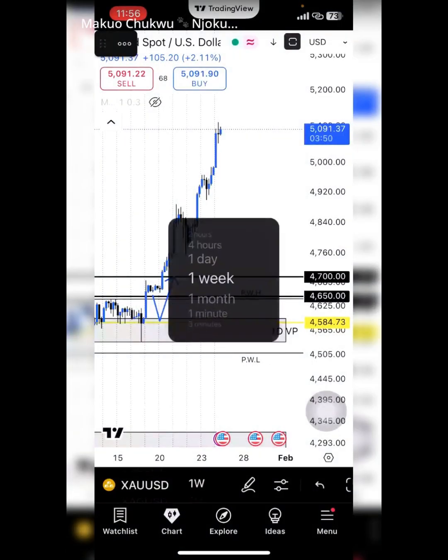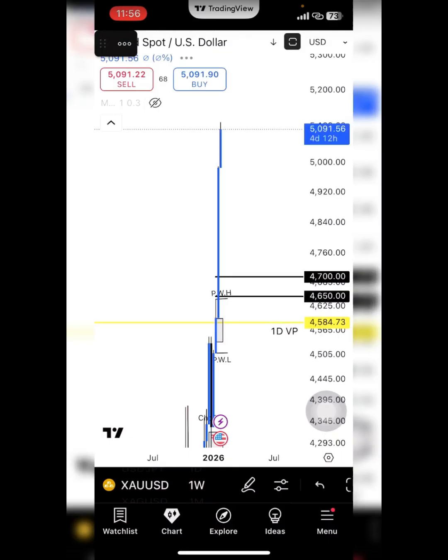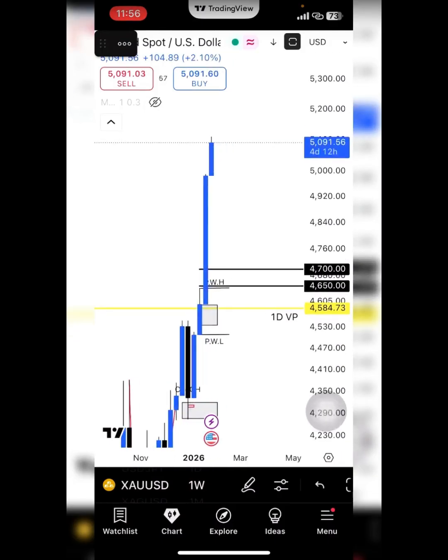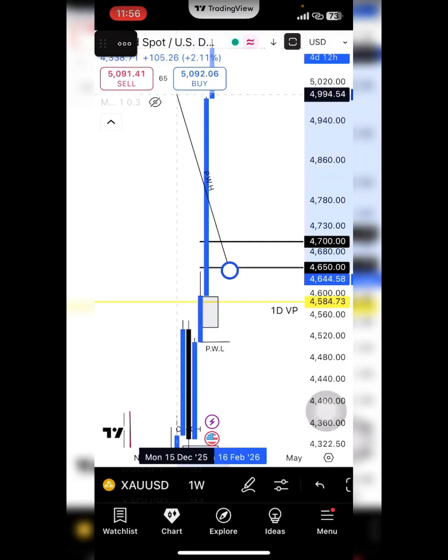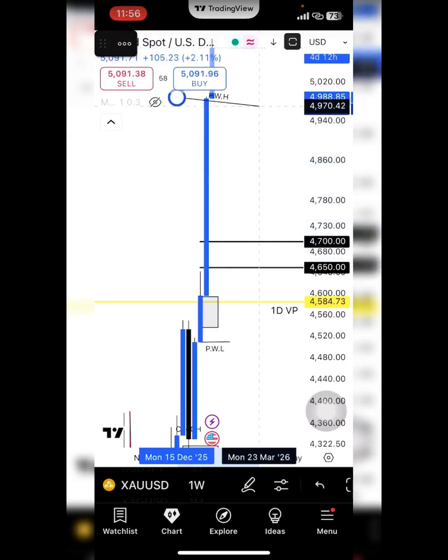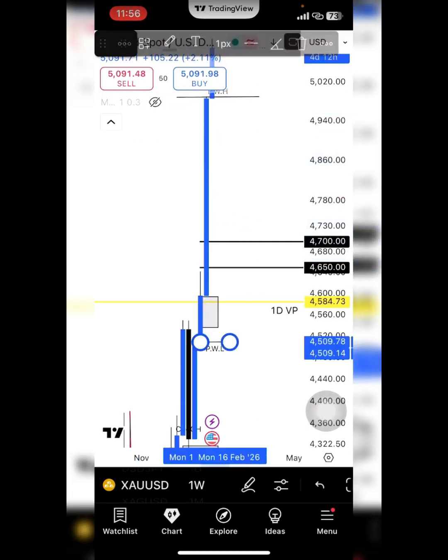So for gold, let's go to the weekly time frame. We'll just be analyzing gold based on the continuation pattern. There's what they call a continuation pattern in charts, so you'll be trading gold with a continuation pattern. This is the previous week high over here, and then this is the previous week low.